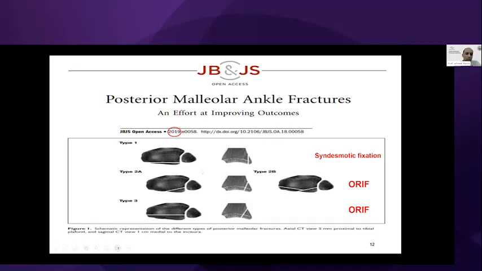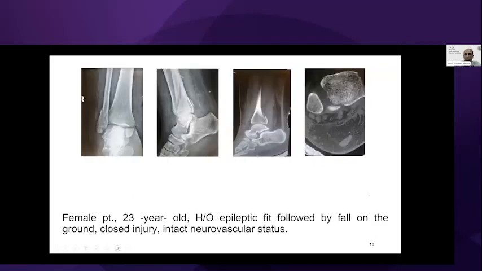They concluded that in type 1, we don't need any direct surgical intervention to the posterior malleolus, and we can fix it indirectly by syndesmotic fixation, because we all know that the posterior malleolus is the tibial attachment of the posterior syndesmotic ligament. In type 2 and type 3, they advised open reduction, internal fixation, or surgical treatment generally for the posterior malleolus. Back again to our cases.